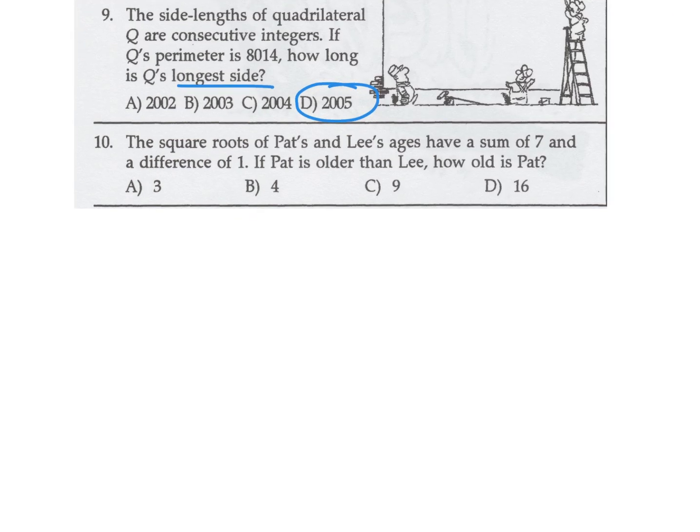The square roots of Pat's and Lee's ages have a sum of 7 and a difference of 1 if Pat is older than Lee. How old is Pat? So the square root of Pat's age and the square root of Lee's age have a sum of 7. And then the difference, I'm assuming, of the square roots is 1. So I think that's the math.